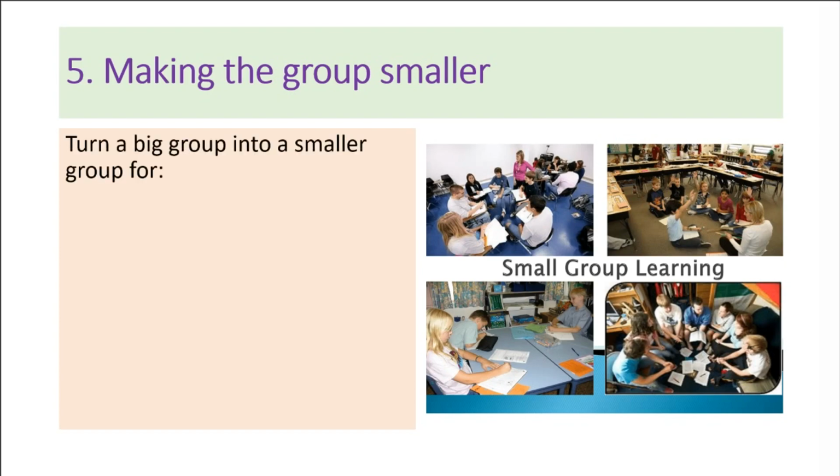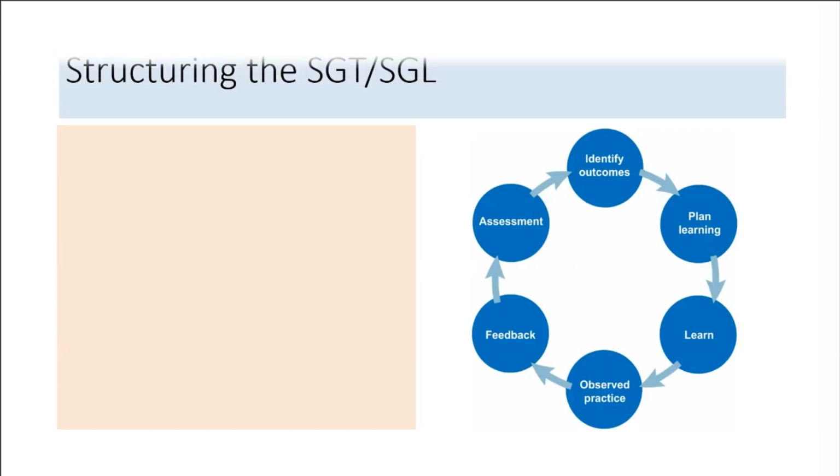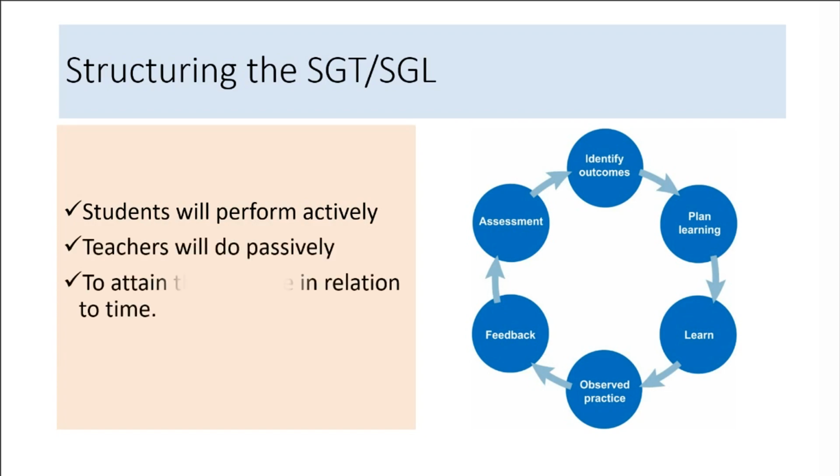4. Better control over group. More interactive. Break task into several subtasks if necessary. Time can be saved. Structuring the SGT, SGL. Students will perform actively. Teachers will do passively. To attain the purpose in relation to time.